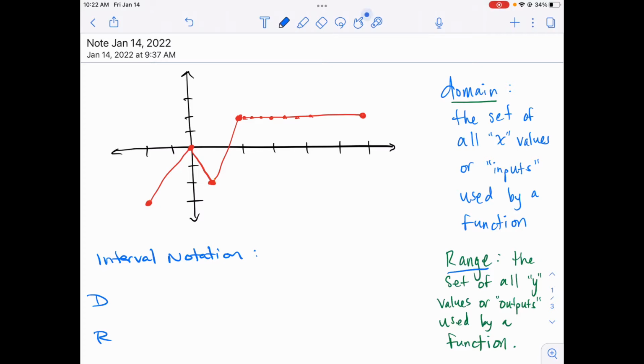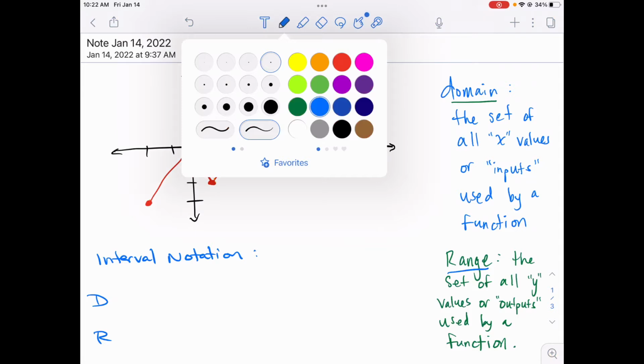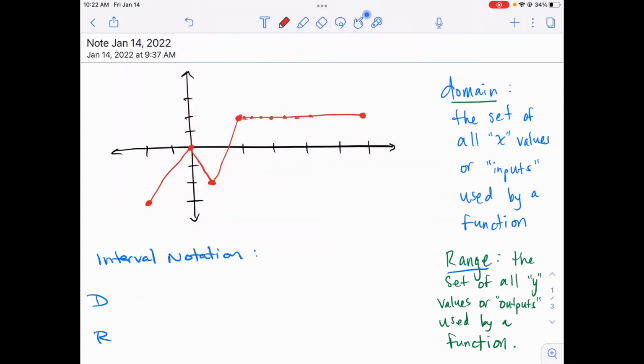The domain is the set of all x values or inputs used by the function, and the range is the set of all y values or outputs used by a function. So what we're going to use in this course is interval notation, because there is an infinite number of points on this graph. Every speck of red is another point, is another x and y value.